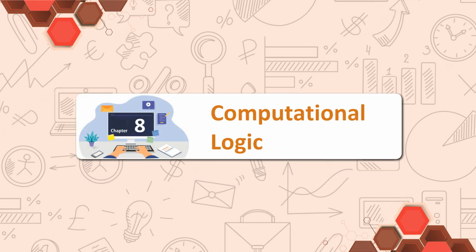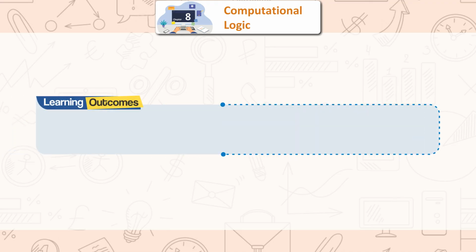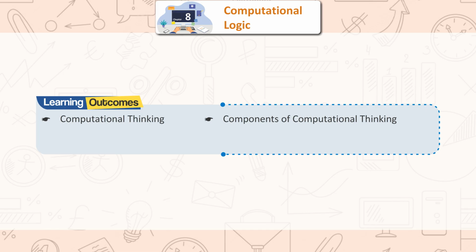Chapter 8 Computational Logic. Learning Outcomes: Computational Thinking, Components of Computational Thinking, Algorithm and Sequence, Branching If-Then Statement, Abstraction, Debugging.